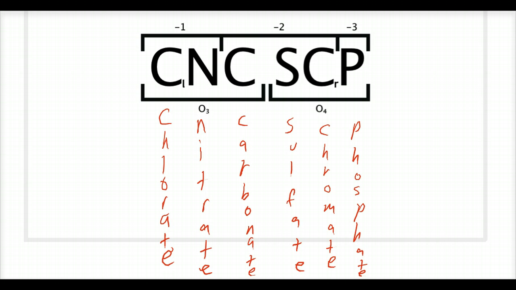All right, next we have S, and we're not on the 3's anymore. We have our S, it goes to the O4, and it's -2. That's our sulfate. Then we'd have our CrO4, which is also -2 for our chromate. And then our last segment would be over here in the -3 section, PO4, being our phosphate.